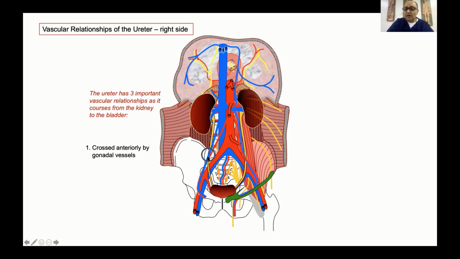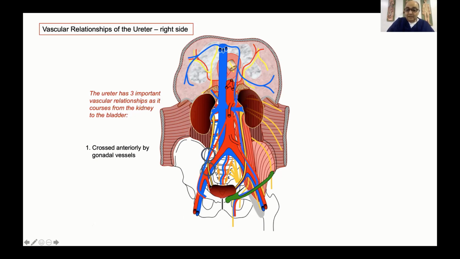The ureter is crossed by the gonadal vessels. The hematuria happens due to the rupture of the arteries. My dear, it's not the rupture of the arteries, it's just the laceration of the capillaries. If an artery ruptures, it's a disaster. Then they are outside. So, first site, the ureter is crossed by the gonadal vessels. A very important site.